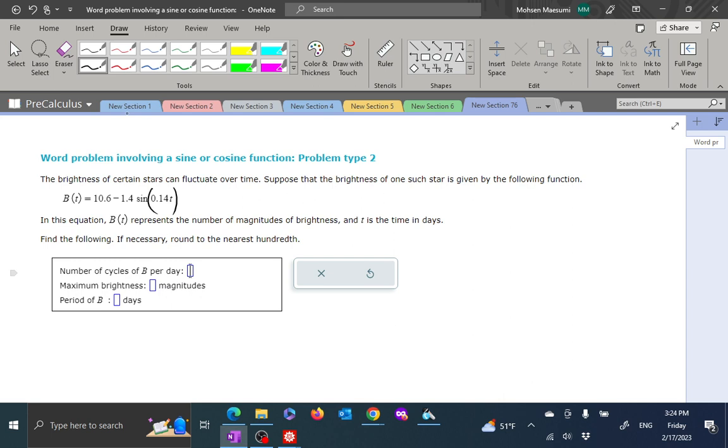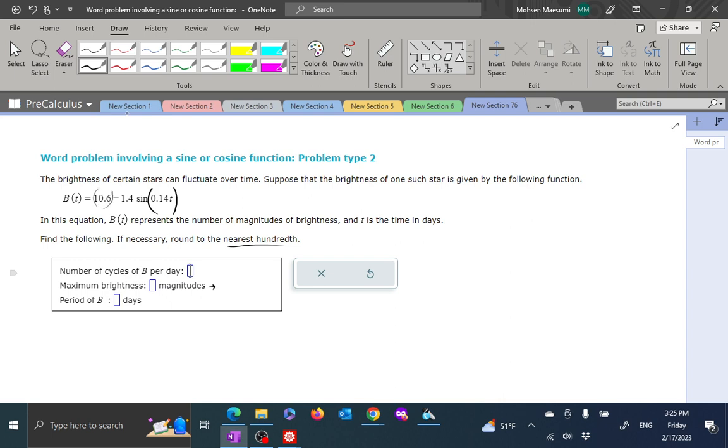We want to find the following, and then you want to also round it. Number of cycles of B per day, the maximum brightness, and the period of B. Maximum, let's go after maximum brightness first.